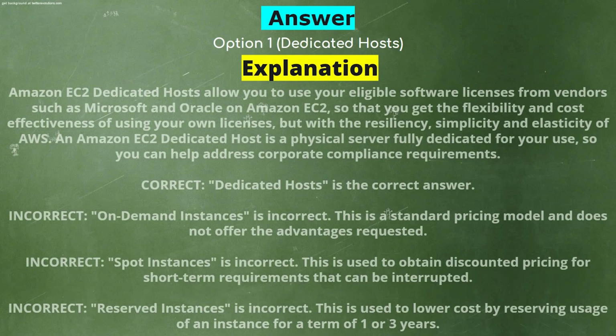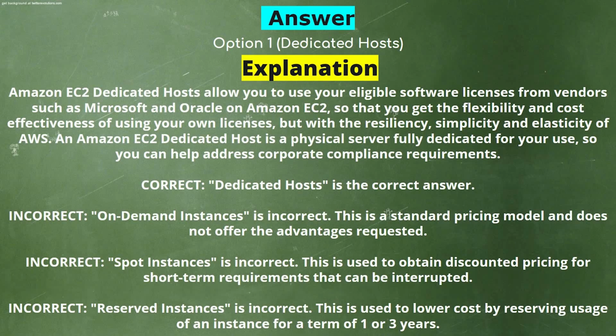Explanation: Amazon EC2 dedicated hosts allow you to use your eligible software licenses from vendors such as Microsoft and Oracle on Amazon EC2, so that you get the flexibility and cost effectiveness of using your own licenses, but with the resiliency, simplicity, and elasticity of AWS. An Amazon EC2 dedicated host is a physical server fully dedicated for your use, so you can help address corporate compliance requirements. Dedicated host is the correct answer.